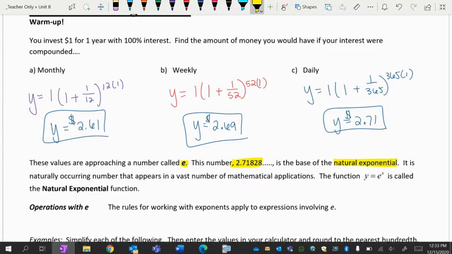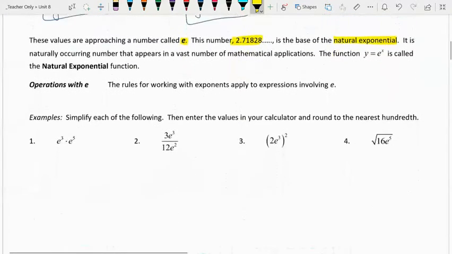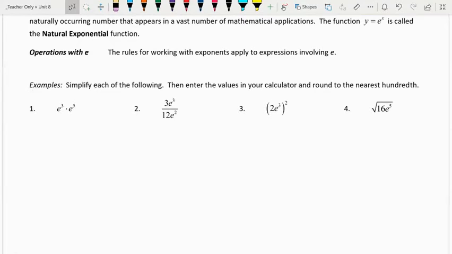So let's talk about operations with e. Okay, our operations with e work just like our normal exponential things. So if you were to simplify all of these, then you're going to enter the values into your calculator and round to the nearest hundredth. So as always, we would add exponents here.